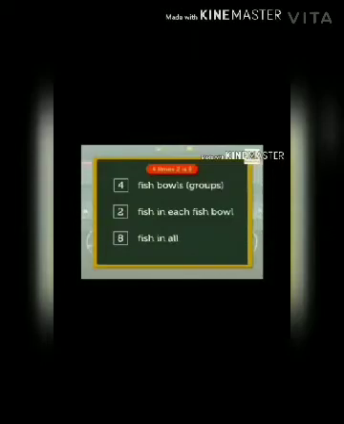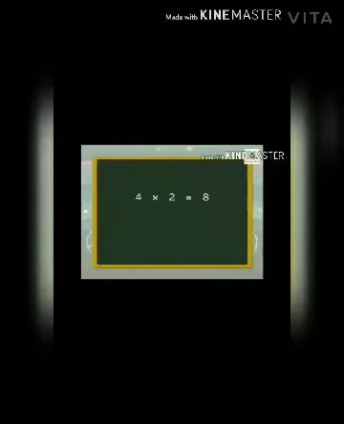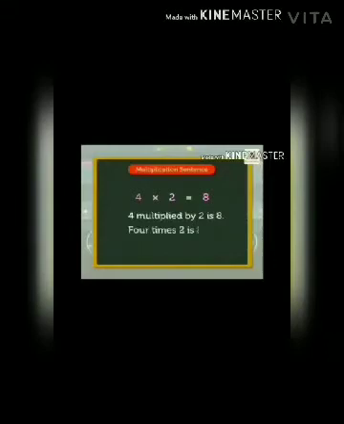Let us use the multiplication symbol to write this statement. 4 into 2 is equal to 8. We read it as 4 multiplied by 2 is 8, 4 times 2 is 8, or 4 2's are 8. Therefore, the symbol for multiplication is into.